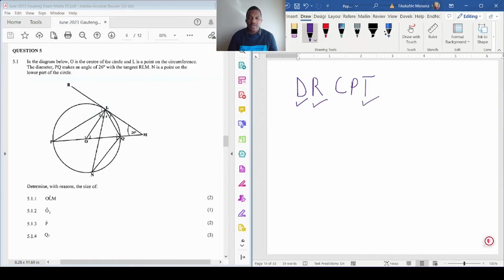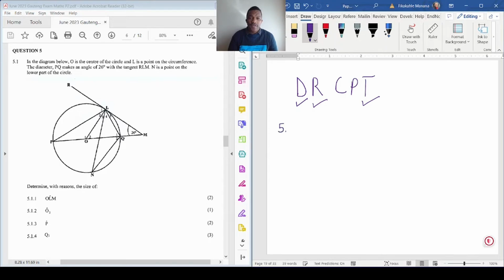Yes, given a tangent. From here, then, I have to say, okay, what are the rules of diameter? What are the rules of radius? And then what are the rules of the tangent? That is what I'll be using to answer all the questions. Okay, so let's get right into it.